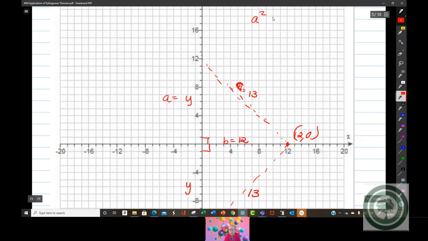So we're going to take A squared plus B squared equals C squared. So our A is going to be Y plus B squared, which will be 12 squared. Y squared plus 12 squared equals 13 squared. And so those are two of the squares I've memorized, 144, 169. And so Y squared, okay, wait a minute. I'm going to subtract 144 from both sides.